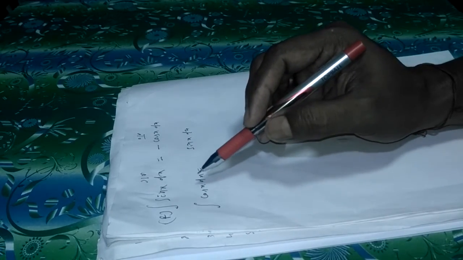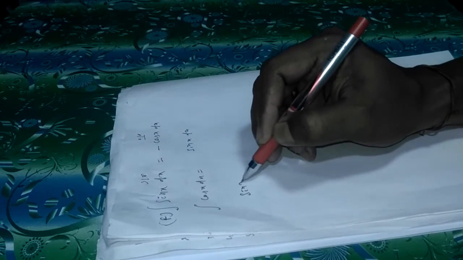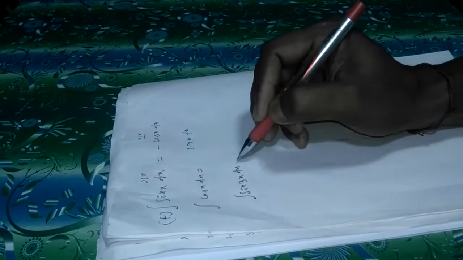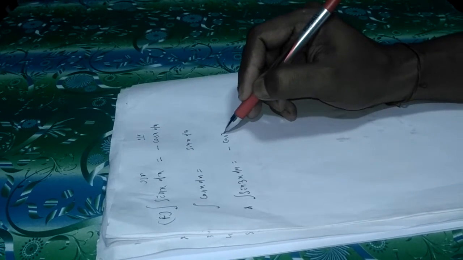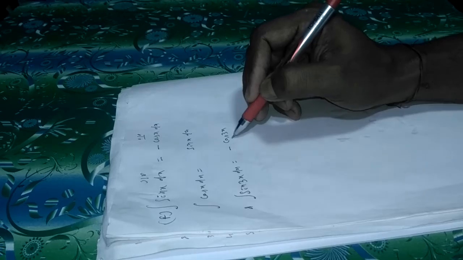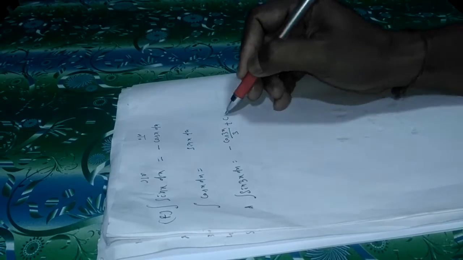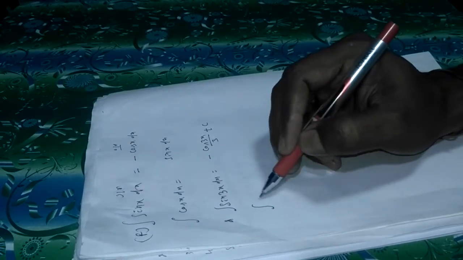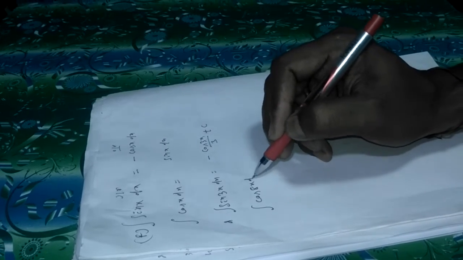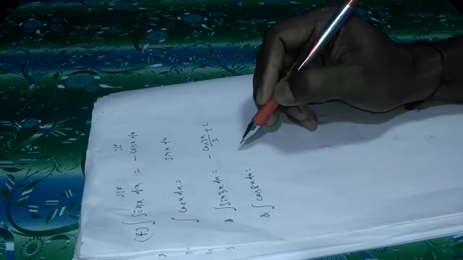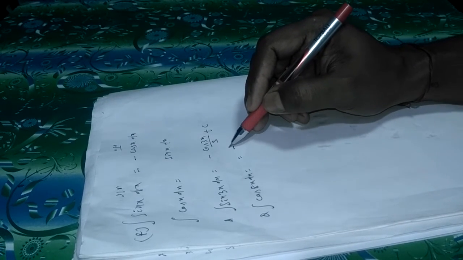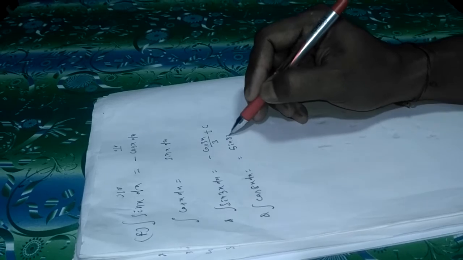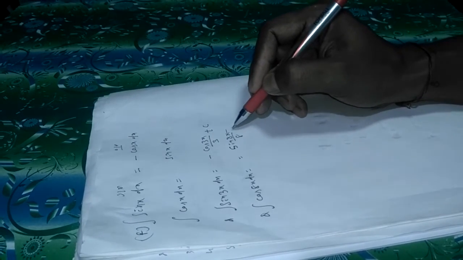So I have to work basically on sin and cos. Take sin 3x. What is the integration? The answer is minus cos 3x. What about the constant? The constant is divided, plus C. Similar question: cos 8x dx. So what is the integration of cos 8x? That is sin 8x by 8 plus C.